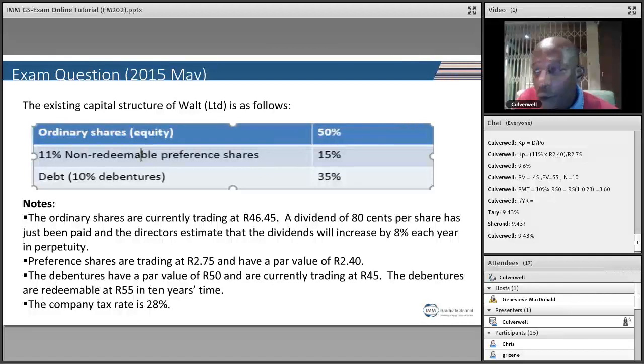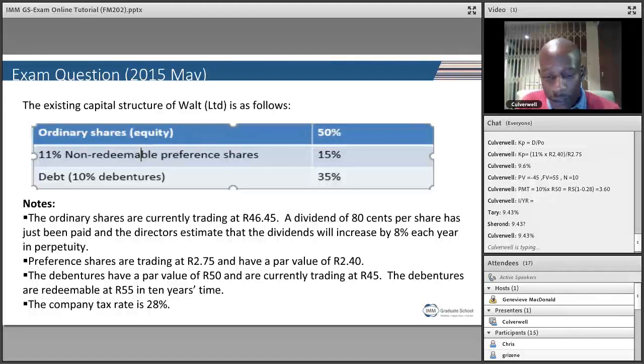That will be your cost of your debt. We have already done the calculation of ordinary shares and preference shares, and we'll just calculate the cost of debt, which is 9.43%. And then finally, what we need to do is to calculate our WACC now. So remember, on the slide, I've got your weights. The weight of ordinary shares is 50%, and you have calculated the cost of ordinary shares being 9.86.